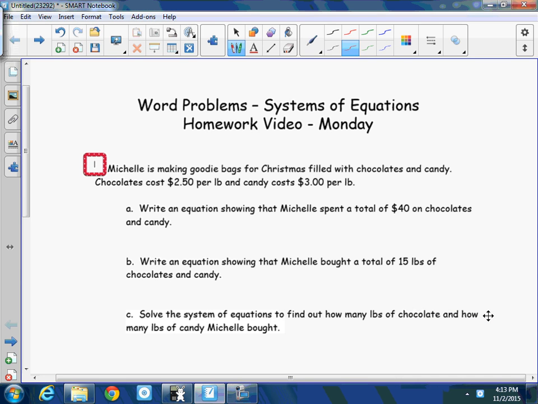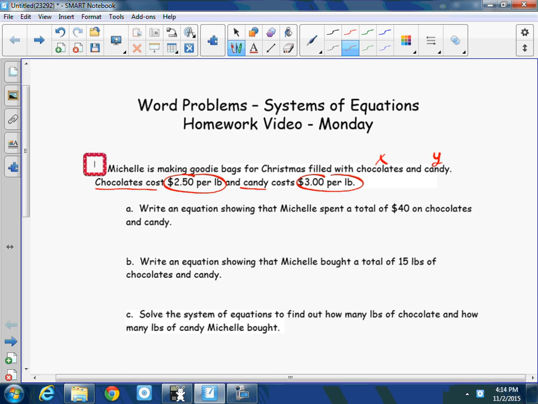First thing that we're going to do is define my X and my Y. It says Michelle is making gift bags for Christmas full of chocolates and candy. So I'm going to say that my chocolates are going to be X and my candy will be Y. Chocolate costs $2.50 per pound and candy is $3 per pound.